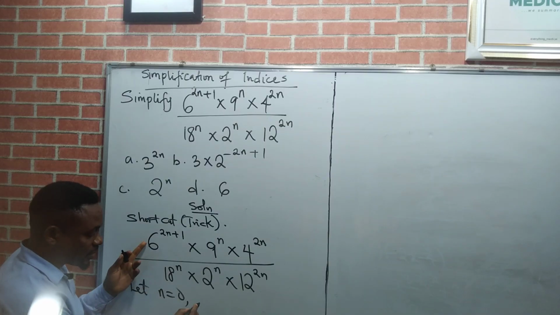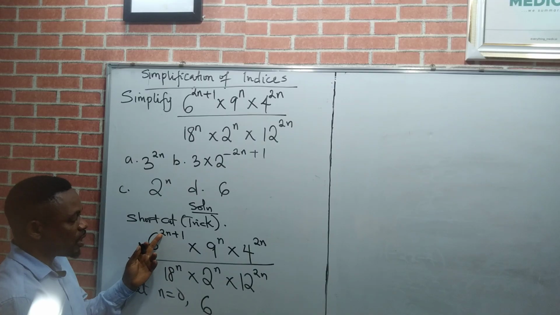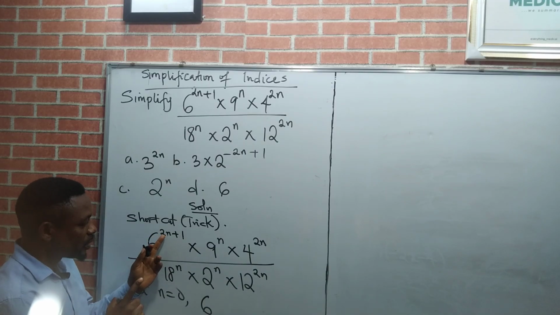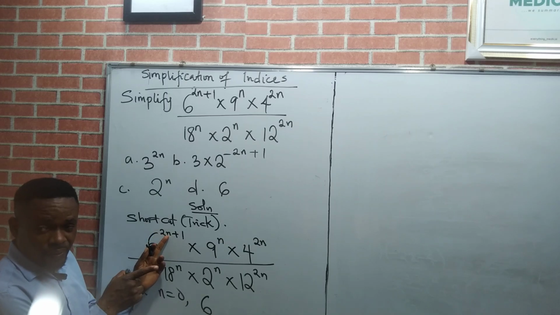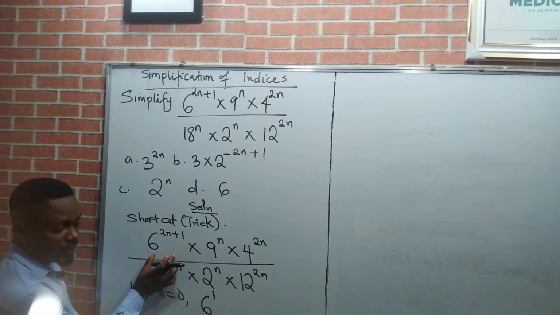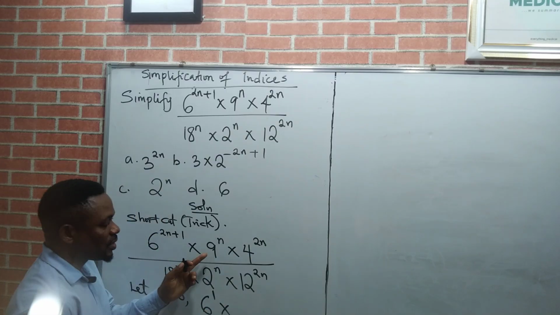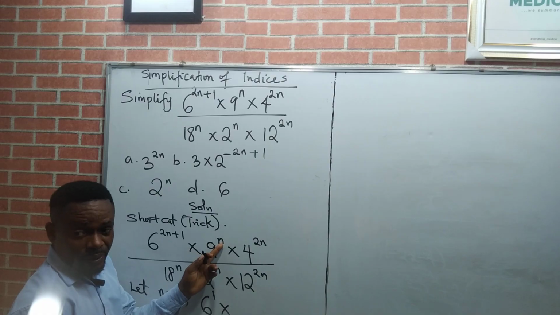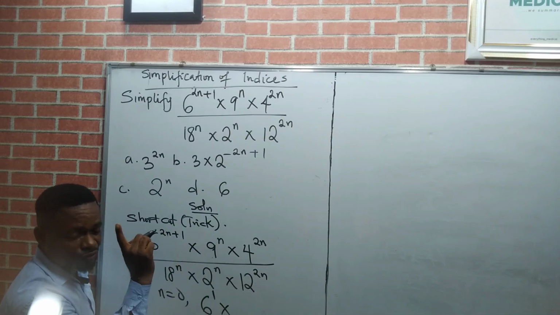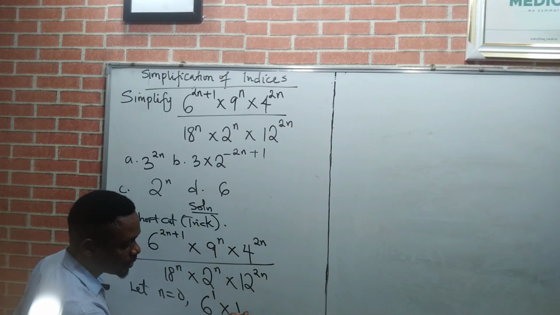Watch this. This is 6, right? Then raised to power 2n. What is n? n is 0. Now, 2 times 0 will give you 0. And 0 plus 1 gives you 1. We are done with this. Then you multiply. Now here, what is n? n is 0. It will become 9 raised to power 0. And by the law of indices, anything raised to power 0 is 1. So I'll put here 1. Then I will multiply.